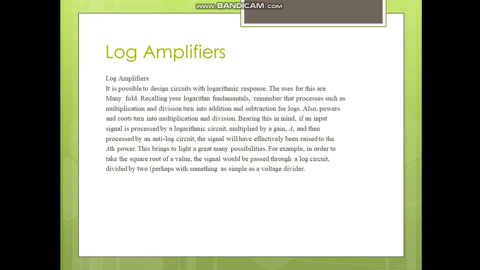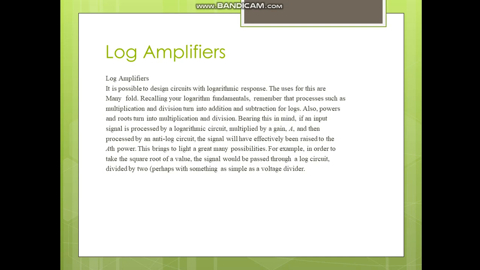We all know that we use the logarithmic functions on the calculators. The same functions have to be implemented in the form of a circuit using various devices. Logarithmic amplifiers make use of the same. It is possible to design circuits with logarithmic responses.